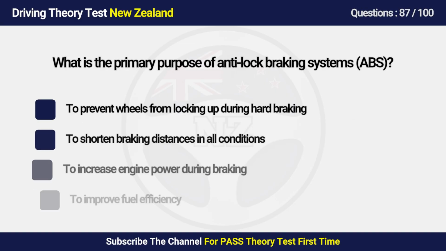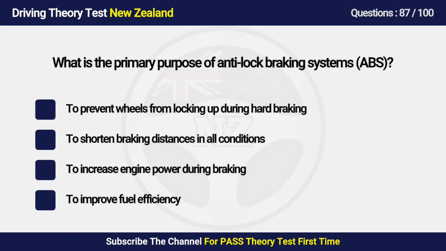Question 87. What is the primary purpose of braking systems ABS? A. To prevent wheels from locking up during hard braking. B. To shorten braking distances in all conditions. C. To increase engine power during braking. D. To improve fuel efficiency.